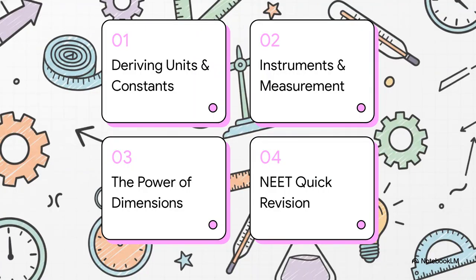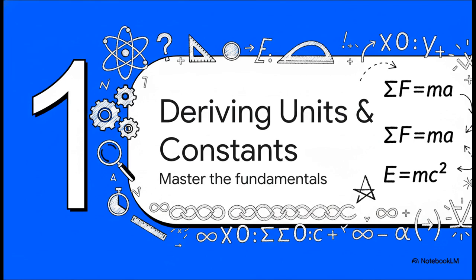So, here's our game plan. First, we'll tackle how to derive units for some key constants. Then, we'll get our hands dirty with measurement instruments and the errors that come with them. After that, I'll show you a powerful problem-solving trick using dimensional analysis, and we'll wrap everything up with a quick, high-impact revision sheet. First up, deriving units and constants.